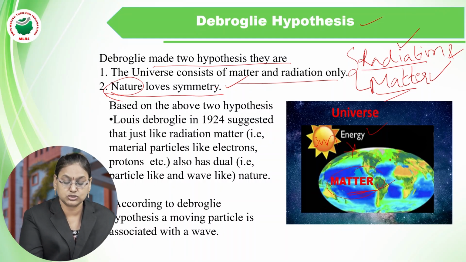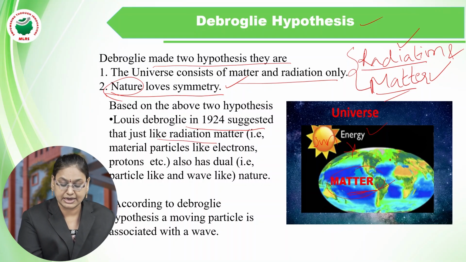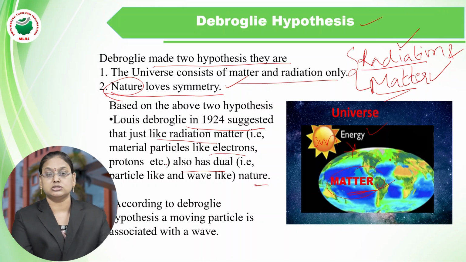So, basing on these 2 hypotheses, de Broglie in 1924 suggested that just like radiation, matter also has dual nature. Matter means material particles like electrons and protons also have dual nature. That means they have both particle nature as well as wave nature.